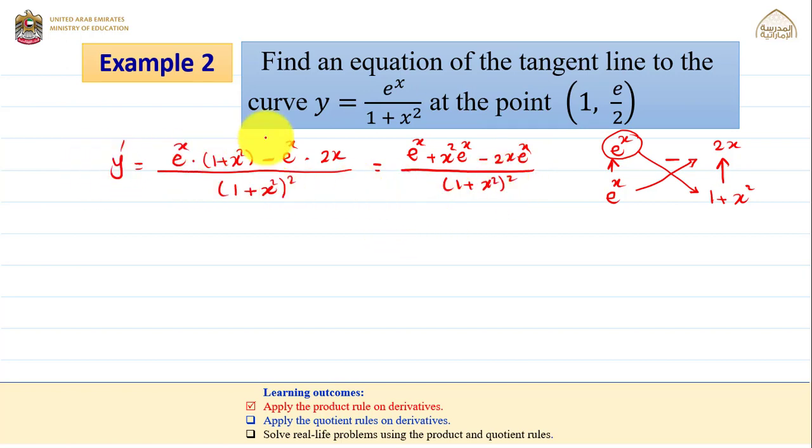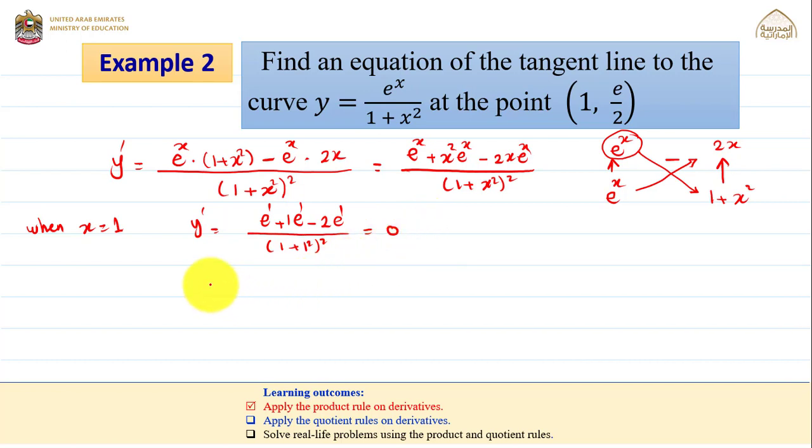We need to find the slope at the point 1 and e over 2. Then we need to substitute x equals 1. When x equals 1, y prime equals e to the power 1 plus e to the power 1 minus 2e to the power 1, over 1 plus 1 to the power 2 all to the power 2, equals e to the power 1 plus e to the power 1, which is 2e minus 2e equals 0, 0 over 2 equals 0. Then we have the slope equal to 0.